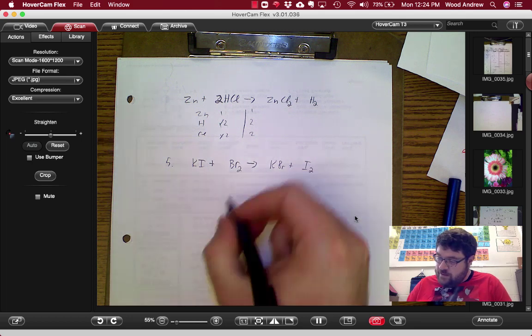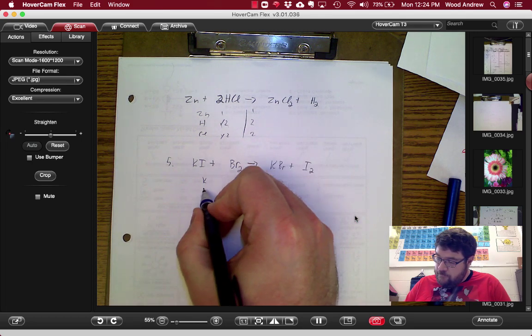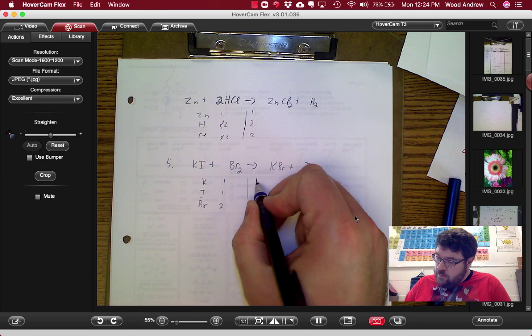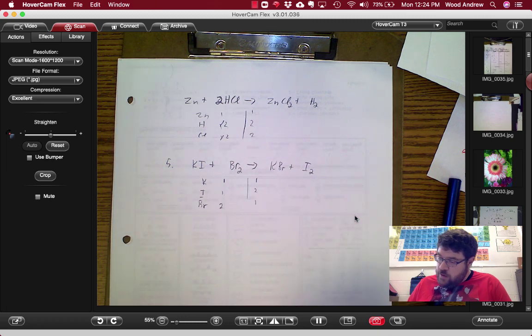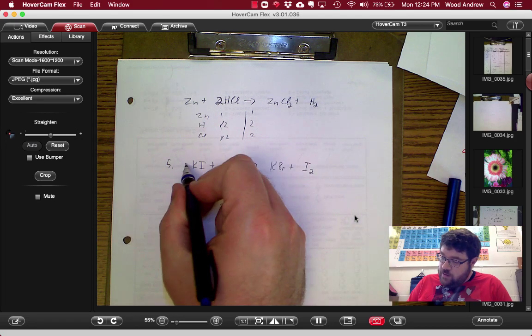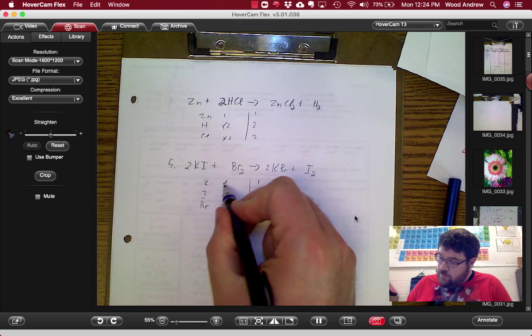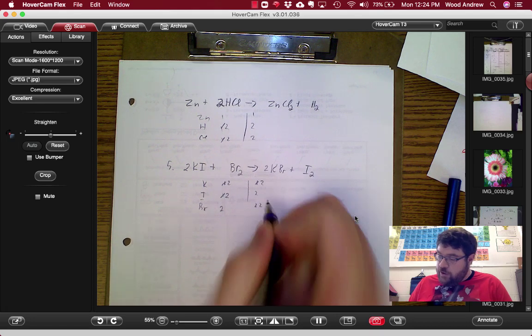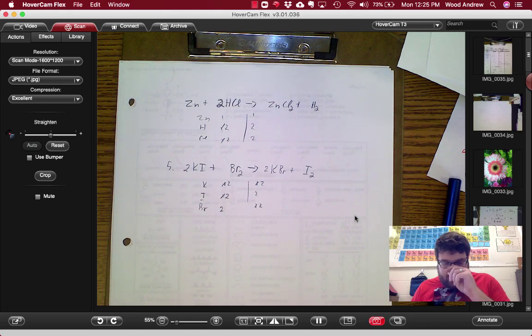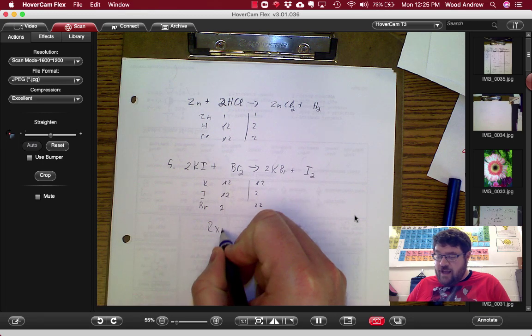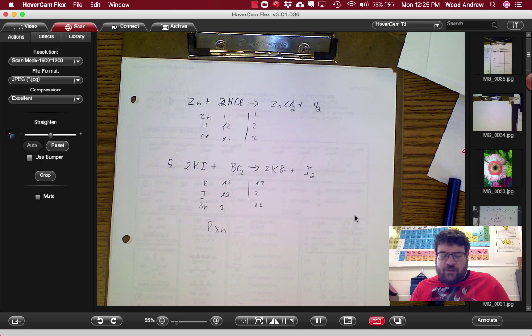If I wanted to balance this, I need a 2 here to balance the iodines. Need a 2 here. And we're good. So that's pretty simple. Again, if there's no reaction, right? No reaction. Or in this case, they abbreviate. I guess I never mentioned that. Reaction is abbreviated RXN. So you don't have to write out the whole word of reaction. You can just put RXN. It's easier.